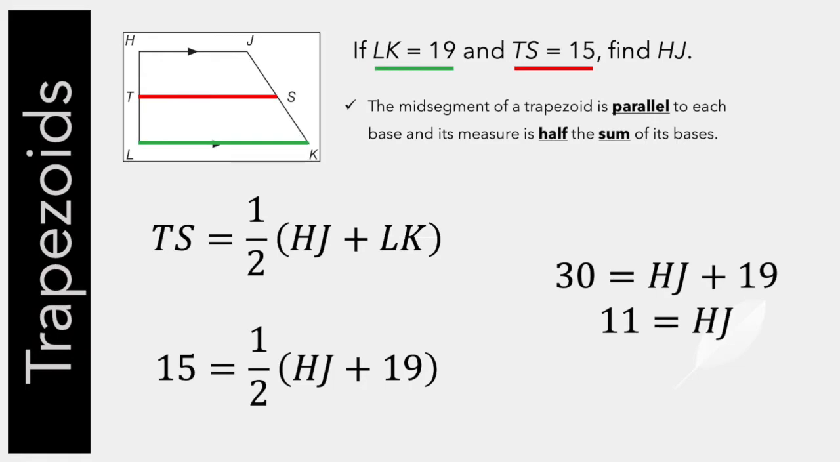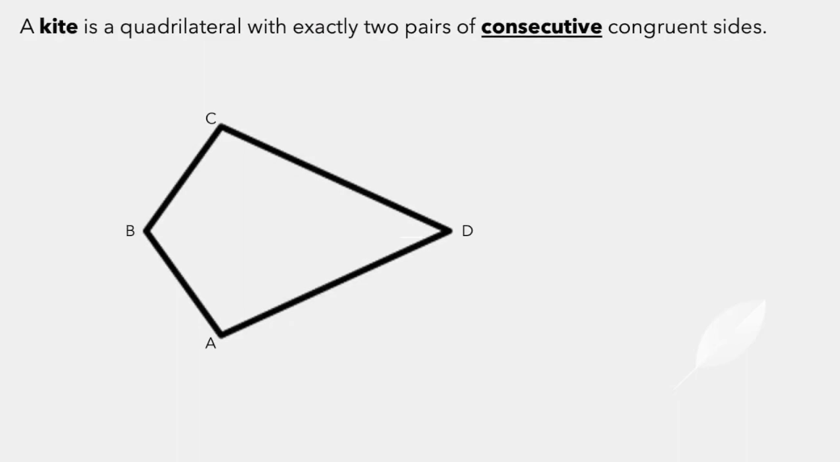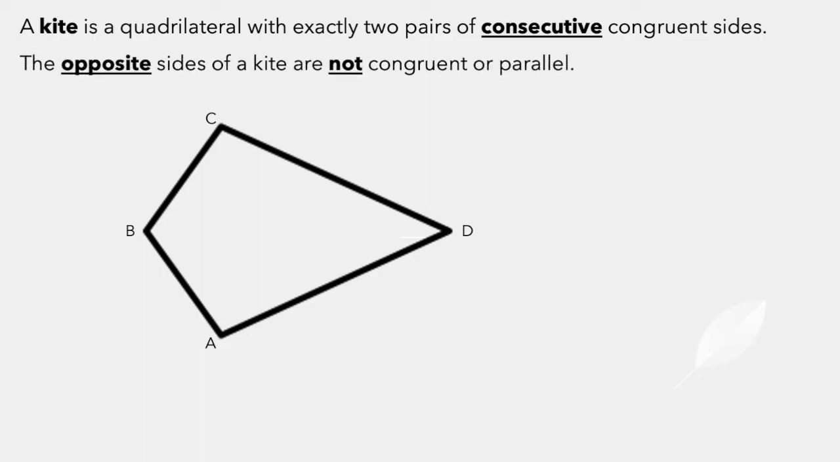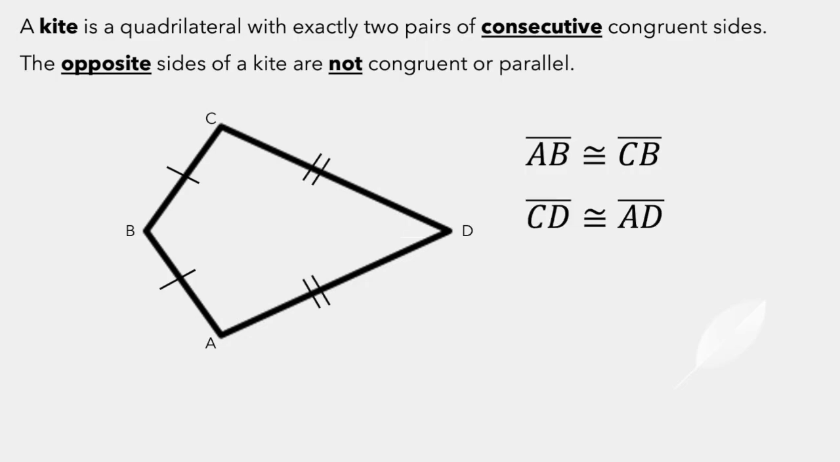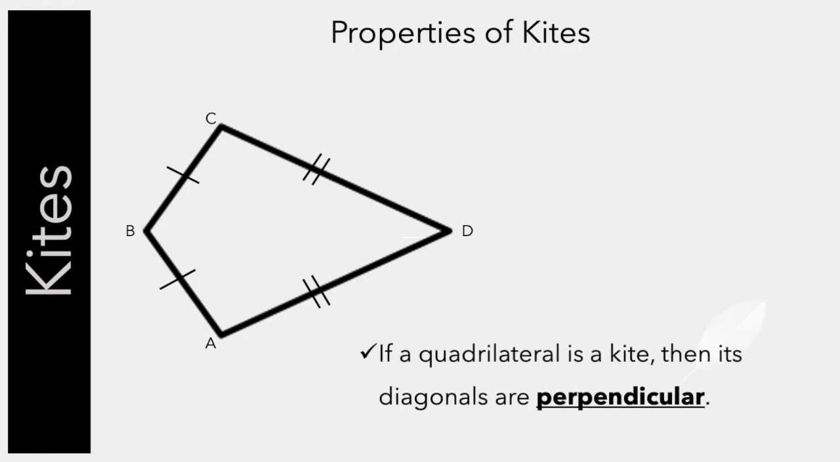So those are trapezoids. Now we get to move on to these quirky little things, kites. A kite is a quadrilateral with exactly two pairs of consecutive congruent sides. The opposite sides of a kite are not congruent or parallel, which means for this kite, AB is congruent to BC and CD is congruent to AD. Kites also have some fascinating properties. We know that if a quadrilateral is a kite, then its diagonals are perpendicular.